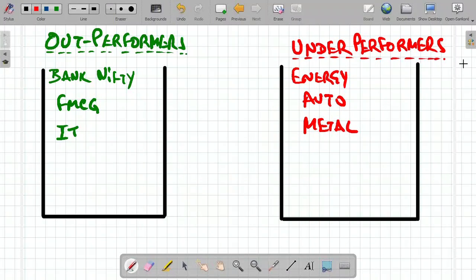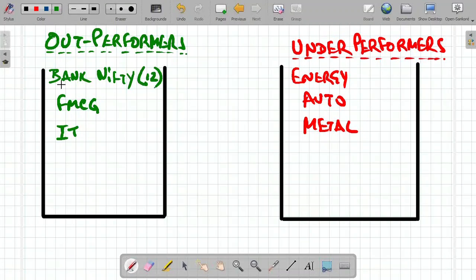So I have three sectors: Bank Nifty, or the banks, the 12 stocks that make up the Bank Nifty. I have the FMCG sector and the IT sector. They are outperformers. The others are underperformers, which are the energy, auto, and metal, right?